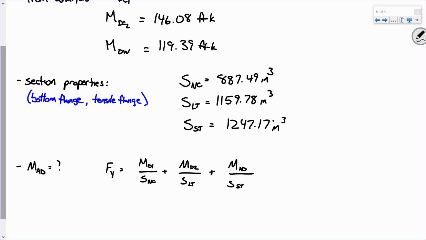This is going to equal 1.25 MDC1 over SNC, plus 1.25 MDC2 plus 1.5 MDW, plus whatever additional moment is required on the short term.